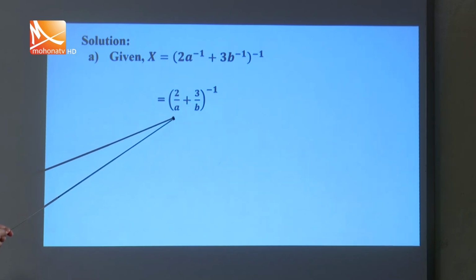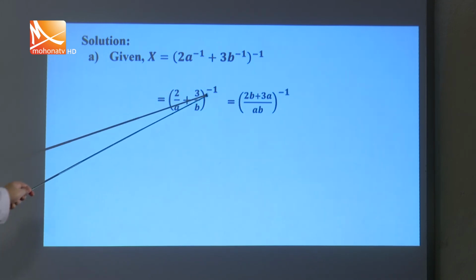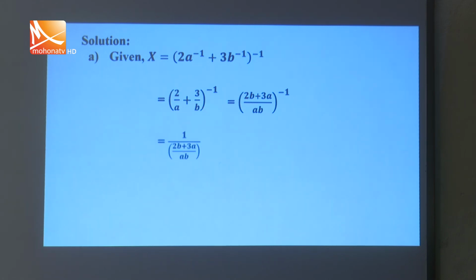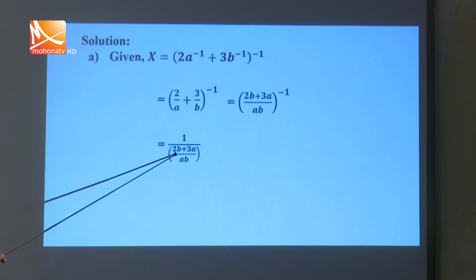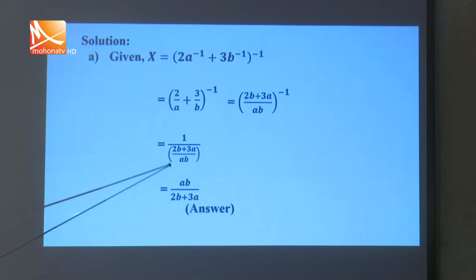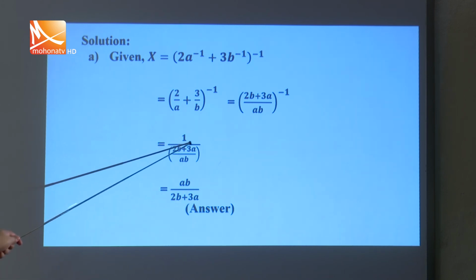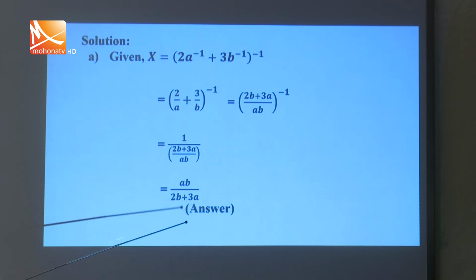So, see, in this bracket we have two fractions, 2 by a and 3 by b. So, how to add them, we already know it. We can take the LCM, our LCM is ab, so we will get (2b plus 3a) whole to the power minus 1, and again if we apply the negative index here, then we will get 1 over (2b plus 3a) divided by ab, and if we multiply them with 1, then we will get ab by 2b plus 3a, because there is the division sign, and all of you know that division is the inverse operation of multiplication. So, ab by 2b plus 3a, this is your answer.